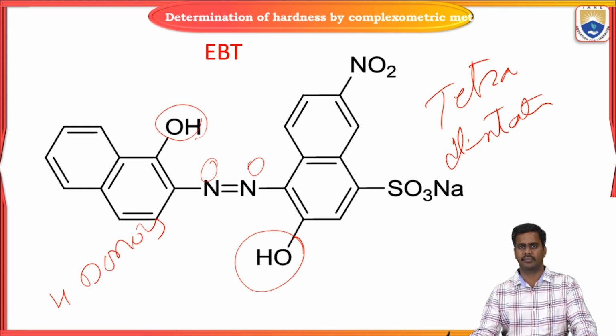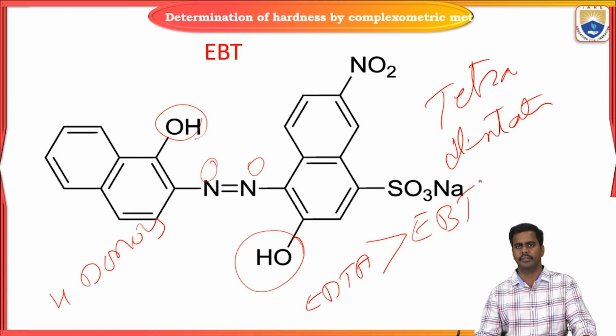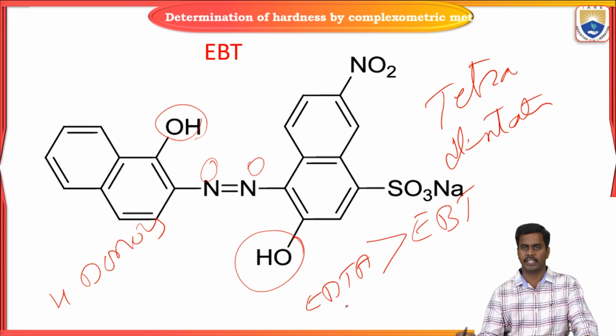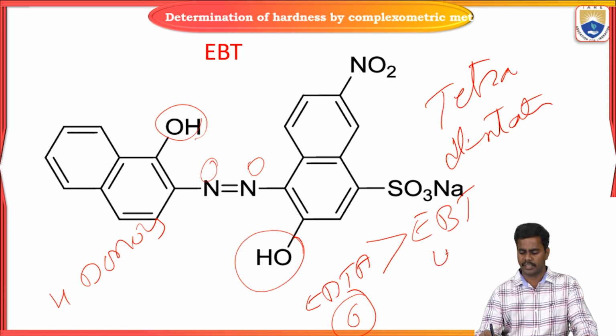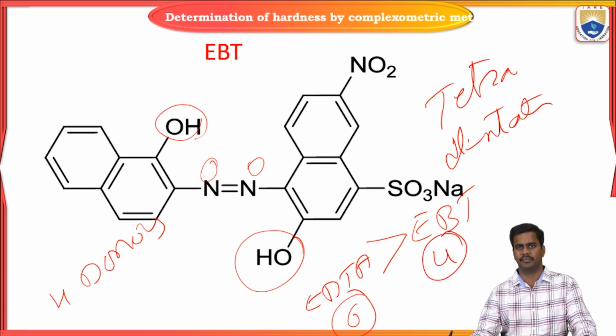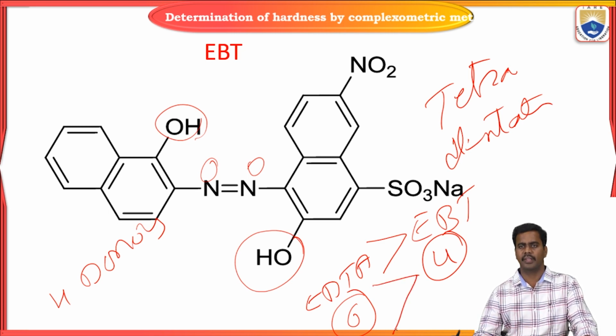Now we can understand EDTA is a stronger ligand than EBT. How can we say that EDTA is a stronger ligand than EBT? It depends on donor centers. Here 6 donor centers are present in the EDTA structure, as we have already calculated, and 4 donor centers are present in EBT. Then we can say that EDTA acts as a stronger ligand than EBT.